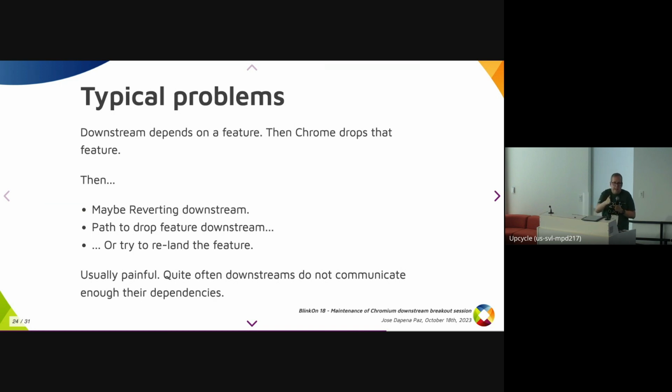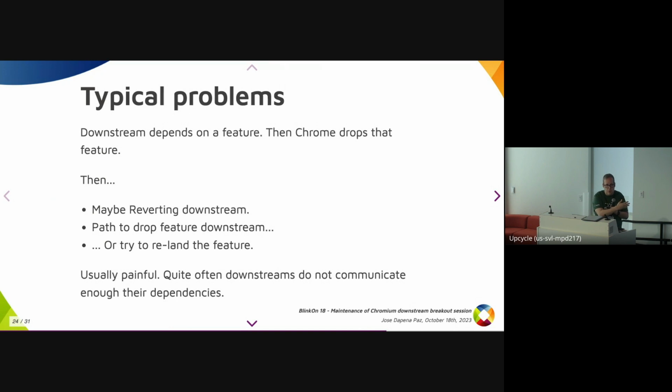Another way is basically having a path to drop that feature downstream. So you need to plan, as maybe you have legacy requirements that you need to keep in the downstream for some time. And then there's the third one, which is trying to make a case for upstream to reland the feature because, okay, this was something useful. Maybe we could make a case. An example of that is MathML, which went through several approaches, and in the end it's now a successful case upstream again. Okay, usually it's a problem, but yeah.